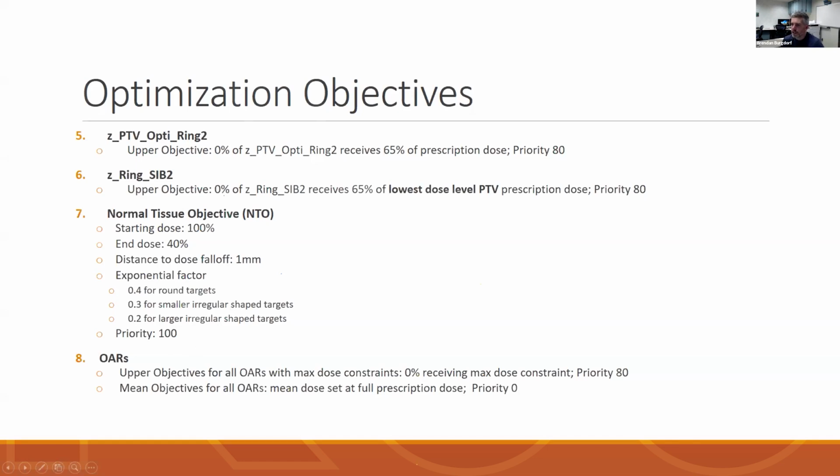And then finally, for all of our OARs, we start by having all of our OARs that have max dose constraints, we'll set 0% of those receiving up to the max dose constraint with a priority of 80. And then each OAR, this is a very important aspect of the planning technique. Every single OAR, even if it doesn't necessarily have a high priority objective defined by the physician, we'll set mean dose objectives for all the OARs. And we start with that mean dose set just at full prescription dose, and we'll start with this mean objective priority at 0. And when we go through our demo today, I'll show you why and how we will adjust this during the actual optimization.